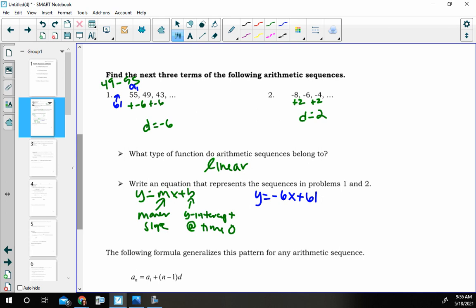Go ahead and pause the video and try to do number 2 on your own. Okay, so if my slope is 2, if I bring this backwards, at x equals 0, I'm at negative 10.